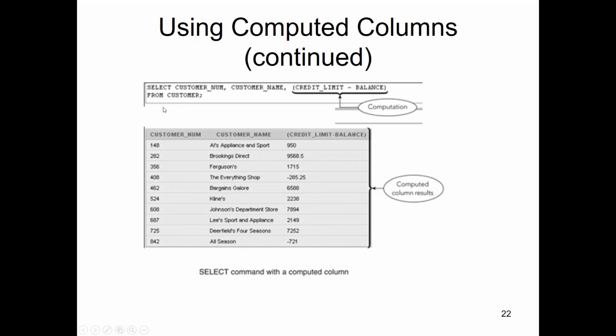There's no where condition there, is there? All we're doing is saying we're going to get this value minus that value. So this is all the records, and it's the credit limit minus the balance.